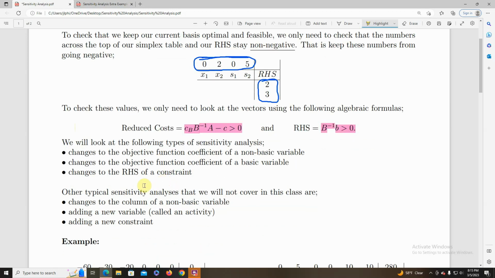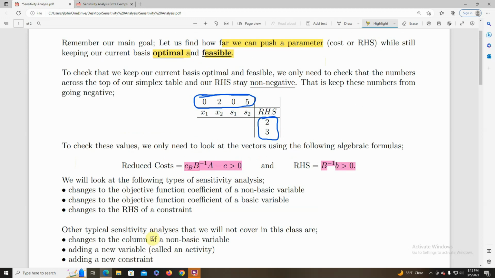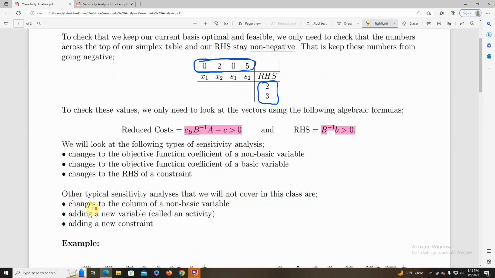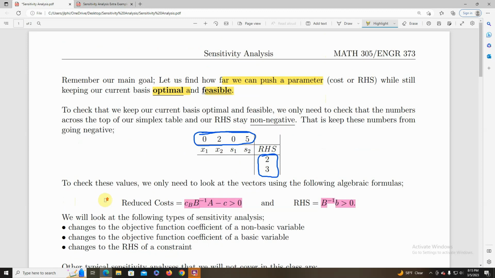They may have other effects on changing pieces of the problem, but those usually are more flexible than you realize. Other types of sensitivity analysis that we could do, we could add and change columns, we could add new variables, we could add new constraints, and we're not going to look at those. They're not that difficult, but just for an intro class, these are the easiest ones or the beginner ones to look at.